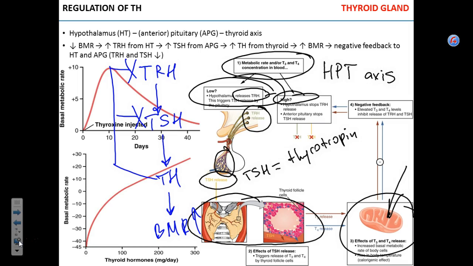So normally, again, you have the whole flow right here. Decreased BMR, elevated TRH from hypothalamus, elevated TSH from anterior pituitary, elevated TH from thyroid, elevated BMR, negative feedback. So TRH and TSH go down. Make sense?